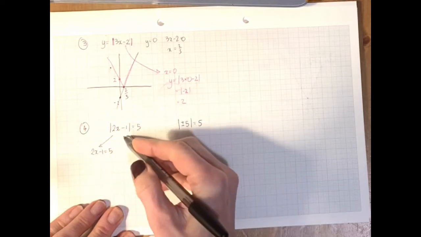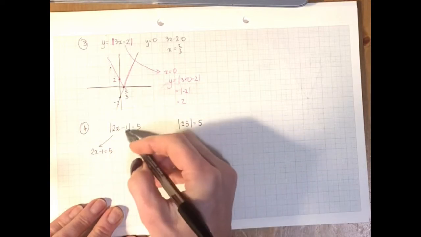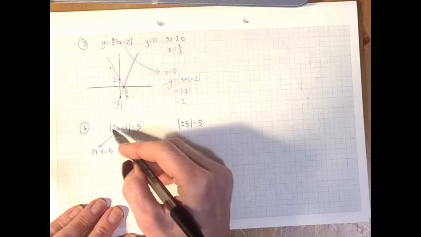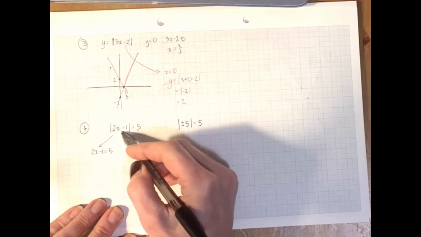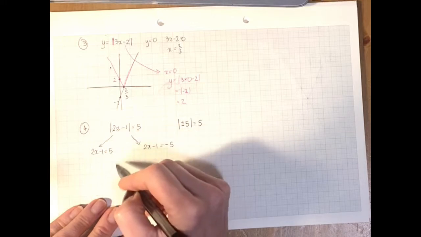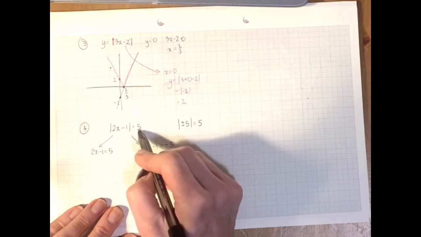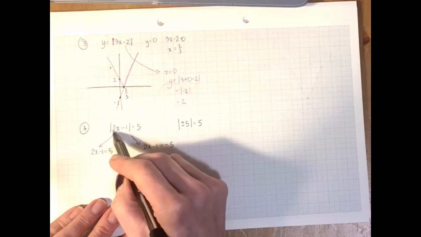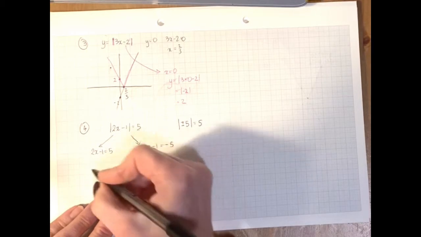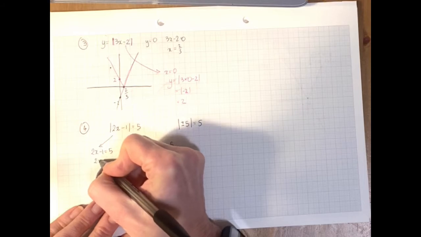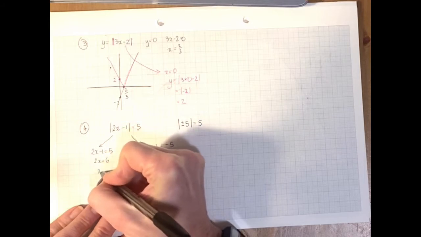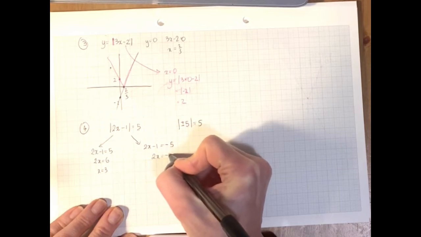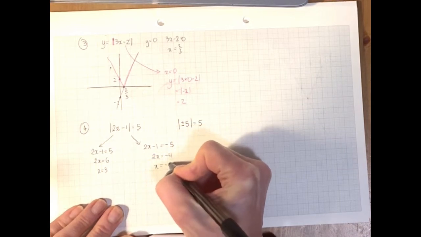Sometimes people just change this expression into minus 2x plus 1 and make it equal to 5. So either change 5 into plus or minus 5, or change this into minus 2x plus 1. So solving the equations, you have 2x is equal to 6, x is equal to 3, and here 2x is equal to minus 4, x is equal to minus 2.